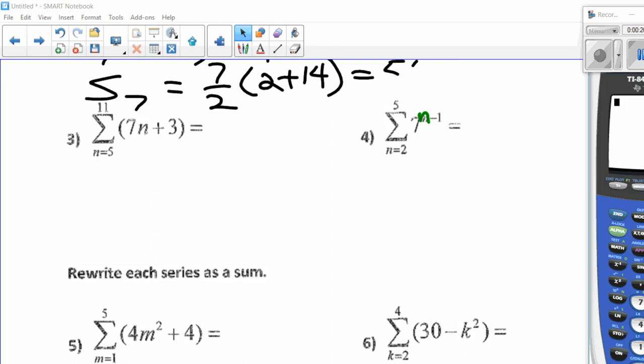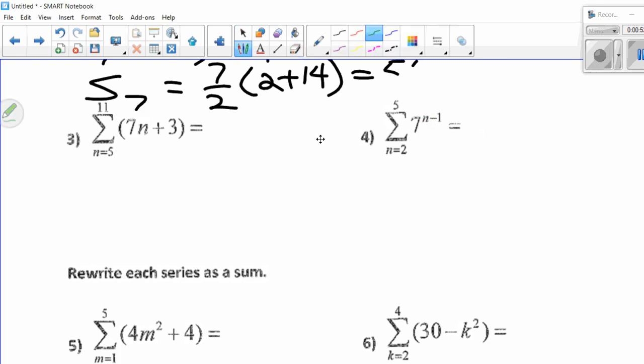So I'll go math 0, and I'll go x, and then it's going from 2 to 5. All right, and I'll arrow over, and then my base is 7, right? That's my r then. And then my exponent would be x minus 1. Okay, I'm going to enter, and that is the sum of those terms, 2,800.